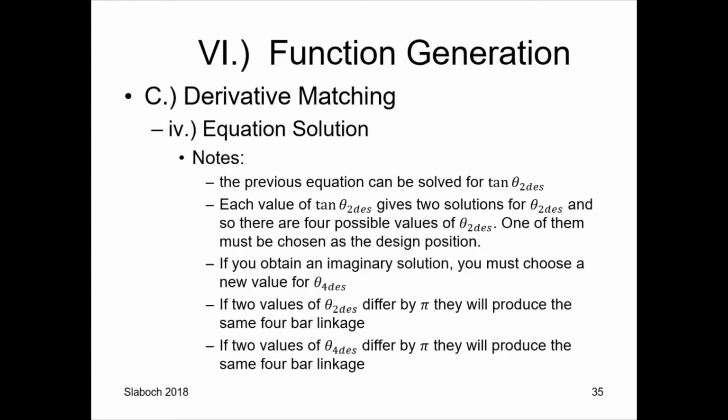Now, if an imaginary solution comes out, then rethink your life. You got to choose a new position. If 2 values of them are different by pi, then they'll make the same linkage. So it doesn't matter which one you pick. But the main thing is imaginary solution, not possible, cannot physically construct a linkage to match that. So if you get that, go back to the drawing board.